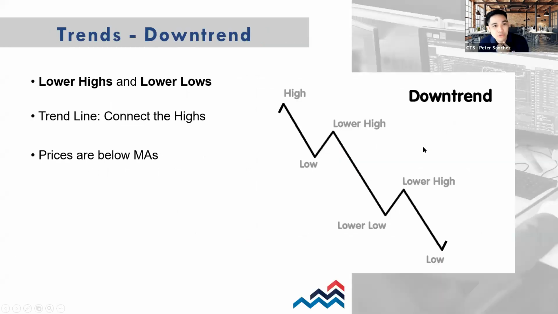Same, lastly, we have the downtrend. Almost same lang siya sa uptrend pero baliktad lang. So in a downtrend, we need lower highs and lower lows. So to make a trend line, kabaliktaran sa uptrend, dito sa downtrend, we connect the highs. So again, 4 points. We have a high, a low, a lower high, and a lower low.